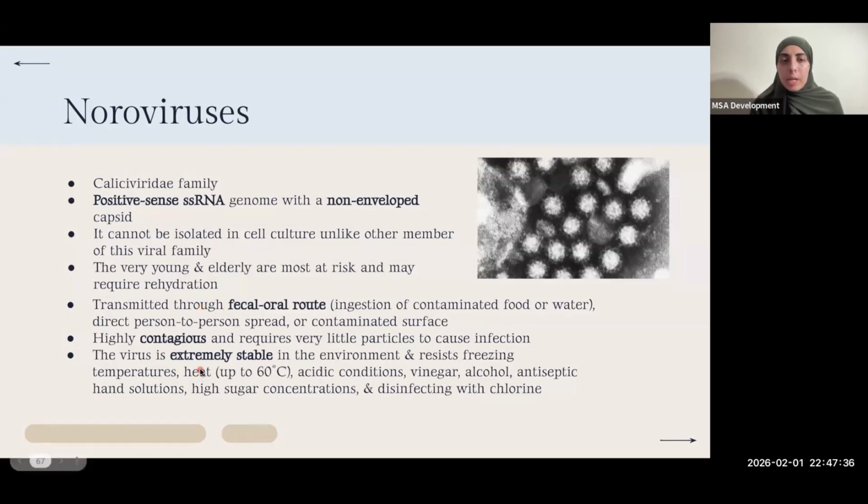Something about norovirus is that it is extremely stable, just like rotavirus, because they're both naked viruses, okay? Makes them very strong and very stable in environments. They resist freezing, they resist heat, acidic environment. They also resist antiseptic and disinfecting solutions, even chlorine. So you can see how difficult they are to get rid of, okay?